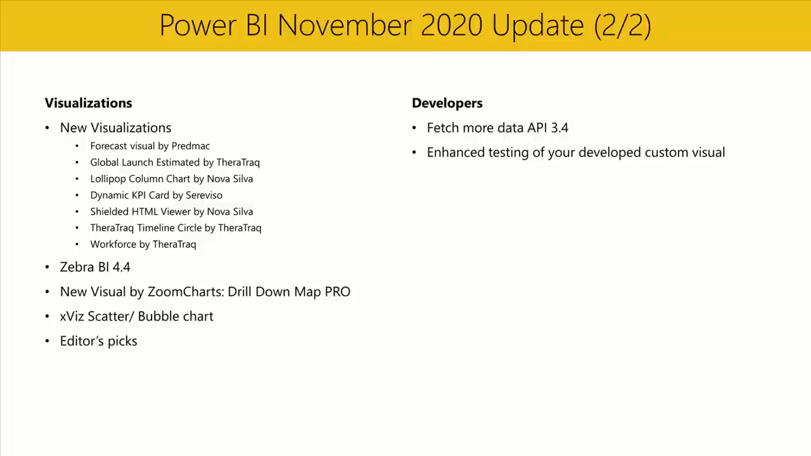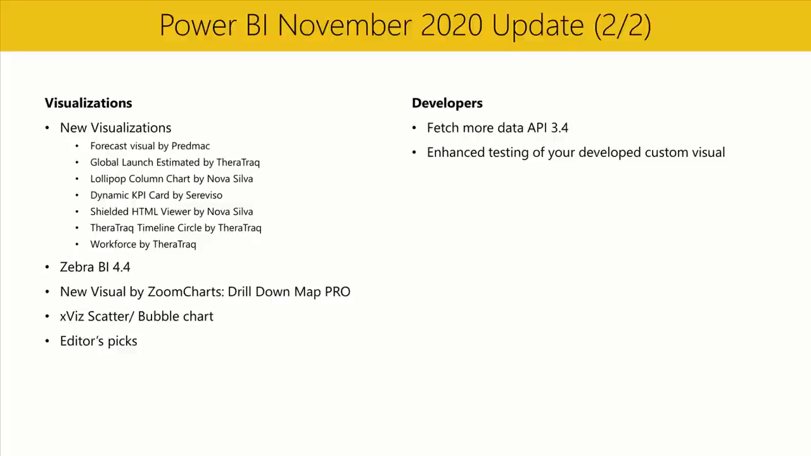Lastly, this month's editor's picks are the Bowtie Chart by Mac Software, the Collaborate visual by ValQ, the Collage visual by CloudScope, and the Drill Down Donut Pro by Zoom Charts. You can find these editor's picks and all of the other mentioned visuals on AppSource.